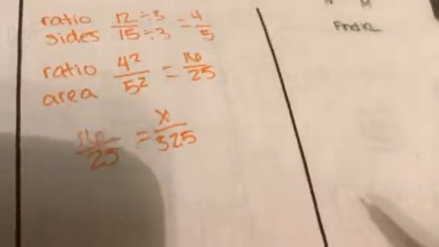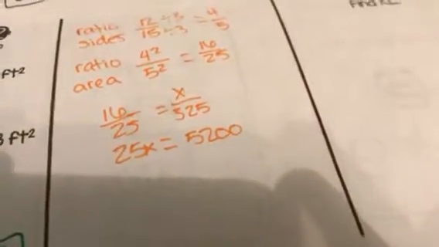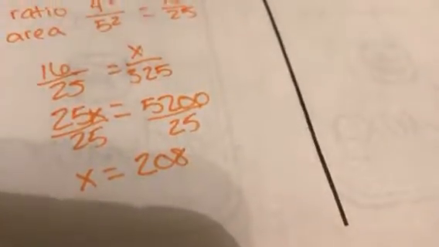So I'm going to cross multiply. 25 times x is going to be 25x. 16 times 325, yes, make sure you use the calculator. It should be 5,200. Even though I'm giving you the answers, you should put it in your calculator. Make sure you know how to get the answer. Then I'm going to divide by 25, and when I do, x should equal 208. And remember, because this is an area, it needs to be centimeters squared.